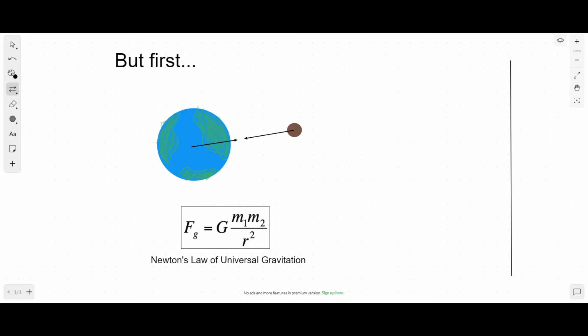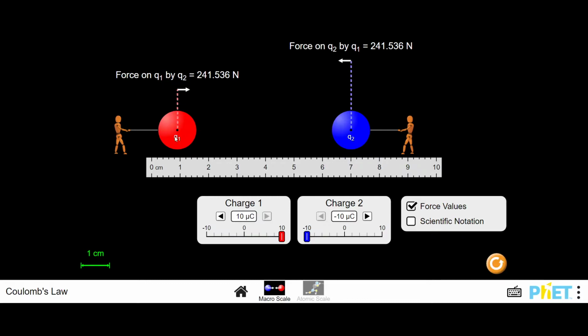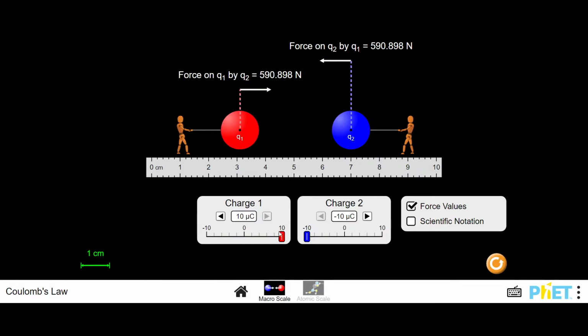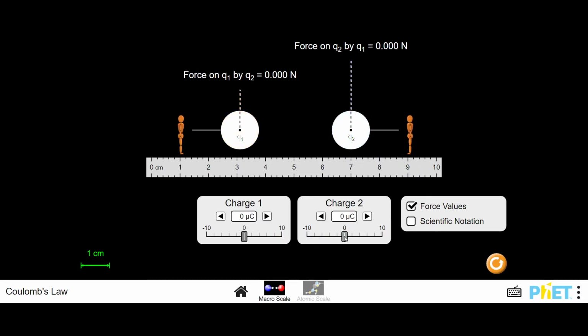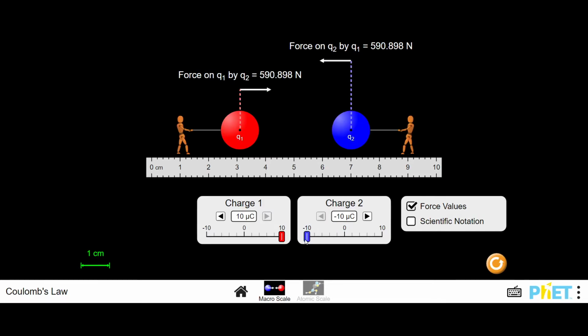Now I'm going to show you a simulation. What you see in front of you are 2 objects. This white one here to the left, and this white one here to the right. These sliders at the bottom allow me to assign an amount of charge for each object. For the first object on the left, I'm going to give it 10 microcoulombs of charge, positive. And the one on the right, I'm going to give it negative 10 microcoulombs, so it's a negative charge.